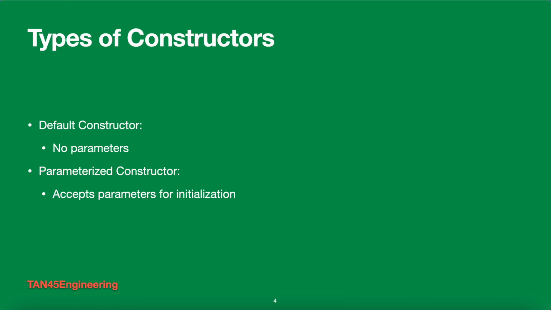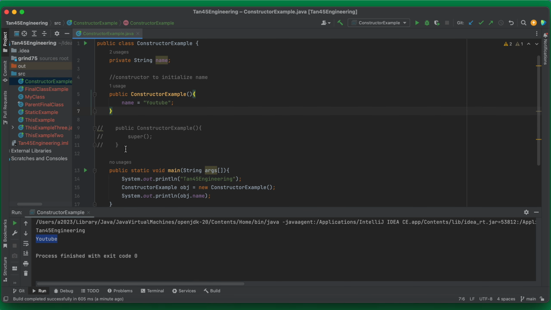So what are the types of constructors? Again, one is the default constructor which has no parameters, and the other one is a constructor which has parameters. Let's understand it. This one was the default constructor where we were initializing the name, we got YouTube, but when we were calling it we did not pass any parameters.